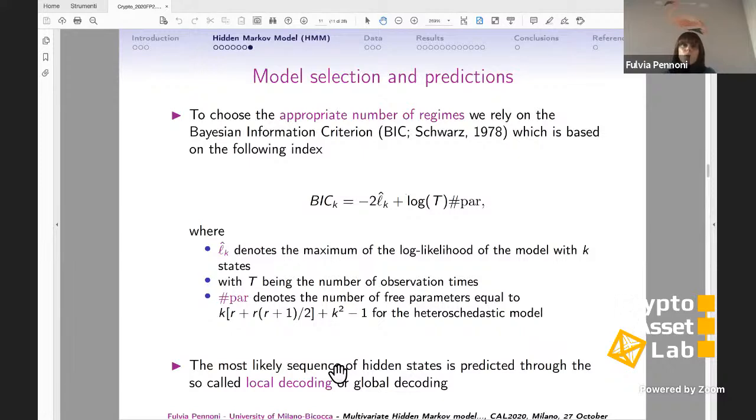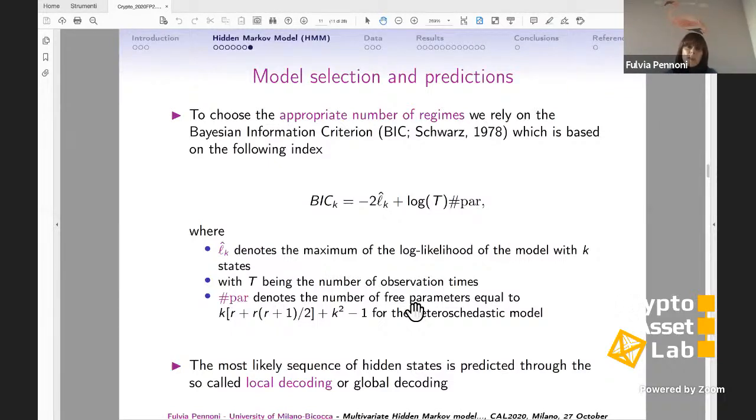Another aspect of this kind of model is selecting the appropriate number of regimes, and for this aim we rely on the Bayesian information criterion. In this context, the Bayesian information criterion for the model with K regimes is given by the log likelihood at its maximum value, penalized by 2 terms, which are related to the number of observation times as well as to the number of free parameters that we are considering in the hidden Markov model with K states.